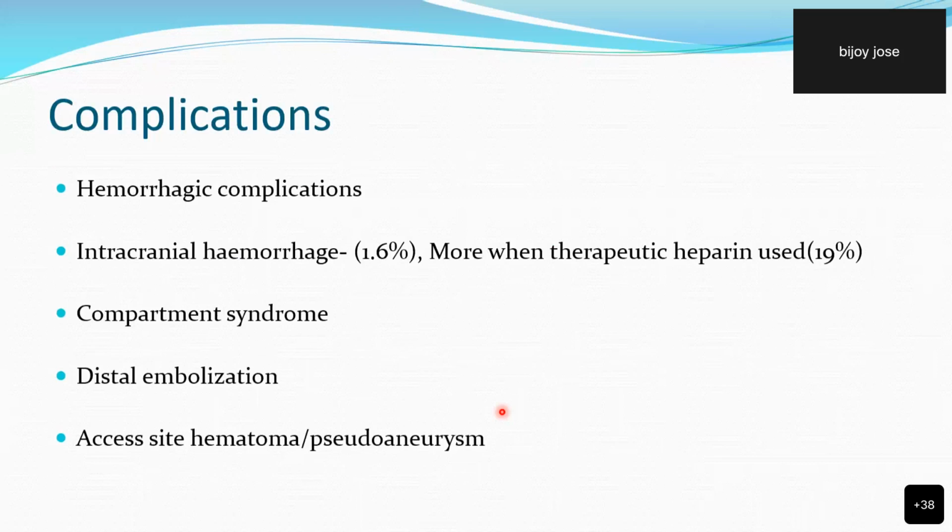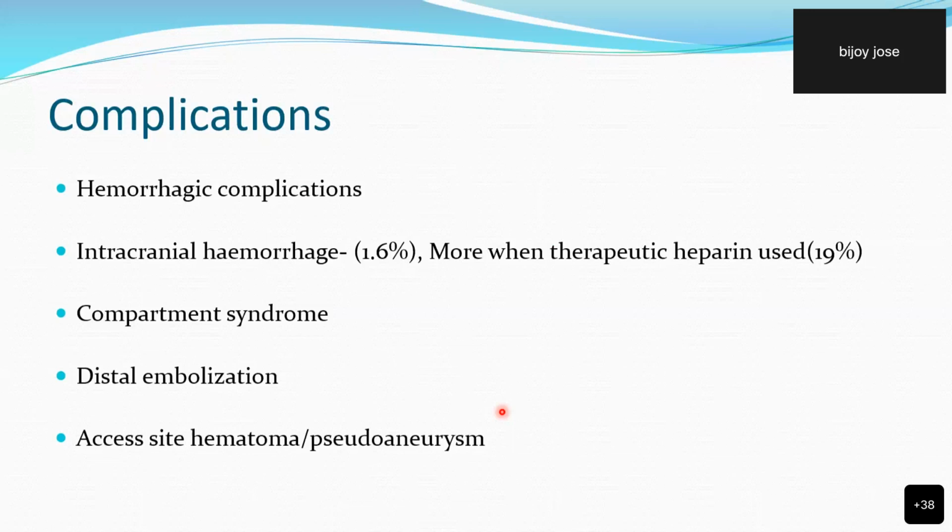The complications of thrombolysis are hemorrhagic complications and intracranial hemorrhage, and it is more with the therapeutic dose. They noticed that, in spite of giving 300 to 500 units of heparin through the sheath, if you are giving a therapeutic dosage of heparin along with the alteplase, then the rate of intracranial hemorrhage was high.